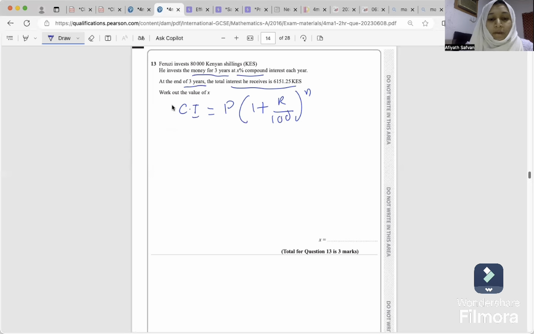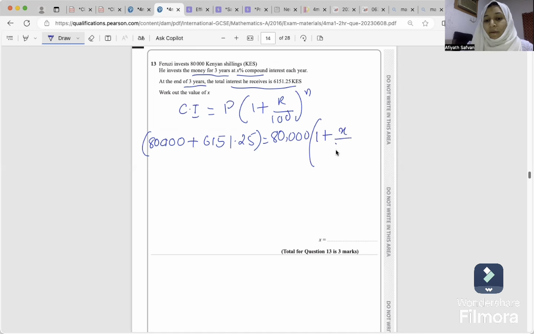Compound interest means we are getting interest at the end of 3 years. So we need to add the interest to the amount we invested, which is 80,000. So we need to add 80,000 plus the interest we are getting for 3 years, 6151.25, on the left hand side. And on the right hand side, we have our invested amount, 80,000, times bracket 1 plus x, the percentage, which we don't know, over 100, to the power 3.